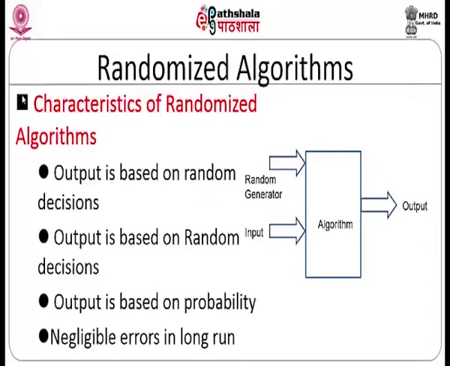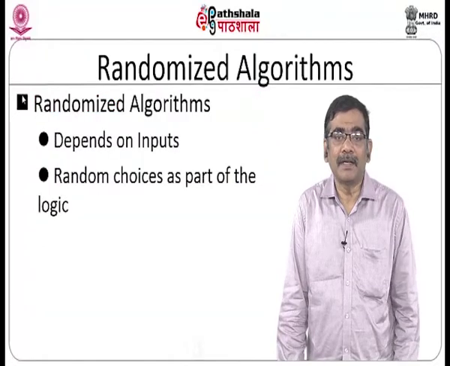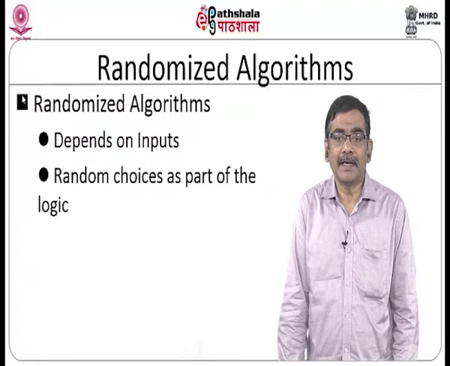On the other hand, randomized algorithms are slightly different. Here the output is based on the random decisions. So, the output is based on probability, and the output is going to have negligible errors in the long run. In other words, the crucial part is the random bits that are used by the random generators.